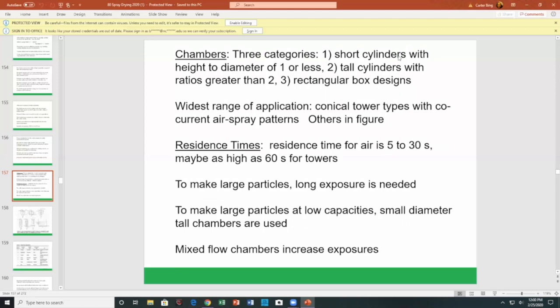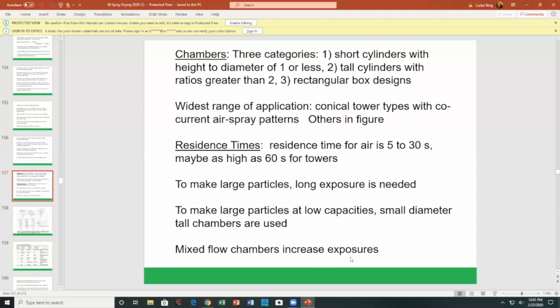Chambers, who's got the chambers? Short chambers, tall chambers, rectangular boxes, all kinds of things. Widest range of applications, conical towers with coherent air patterns, right? Conical towers. Residence time, 5 to 30 seconds, maybe as high as 60 seconds for towers. Now, we're talking about residence time of the gas flow. We don't know for sure what the residence time of the particles is. So you might put in a tracer in the particles and see when they come out. Put in some red beads or some particle indicator.